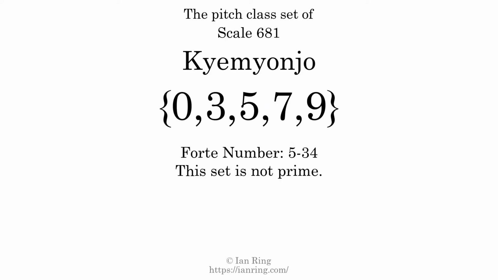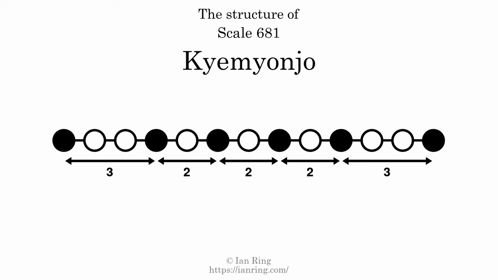The pitch class set for this scale is 0, 3, 5, 7, 9. The Fort class is 534. This set is not prime. The structure of a scale is a description of the interval distance between each successive tone. This scale has a structure of 3-2-2-2-3.